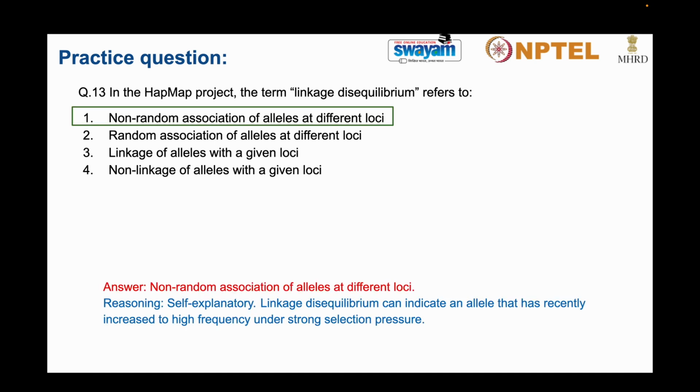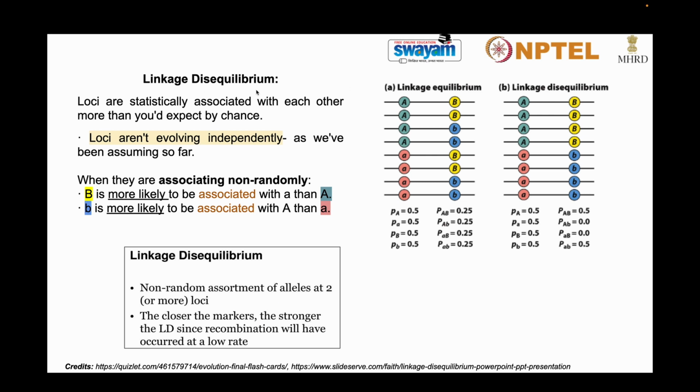Okay, now let's see. Option 1 is the correct answer, because linkage disequilibrium indicates an allele that has recently increased to high frequency under strong selection pressure. Now I'll clear up the difference between two terms, linkage equilibrium and linkage disequilibrium, and what they mean. When we say linkage disequilibrium, it means that the loci are statistically associated with each other more than you would expect by chance. So in this you can see there is linkage disequilibrium, that means one allele is capital A, one allele is capital B.